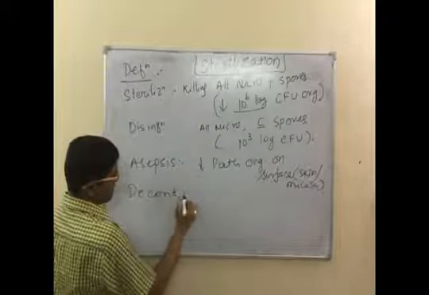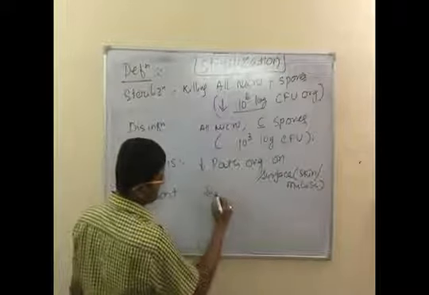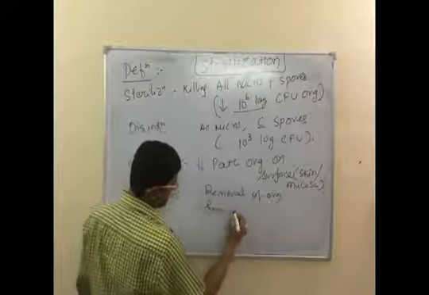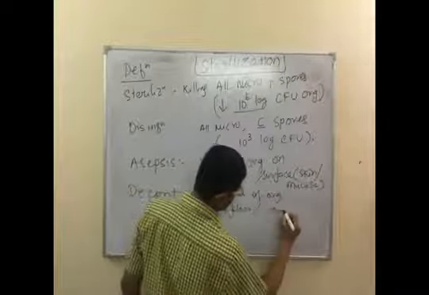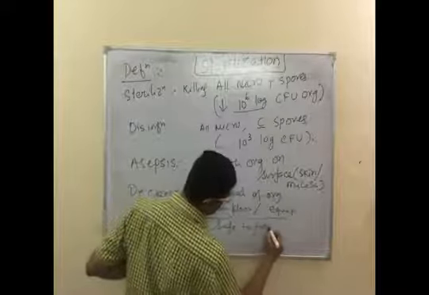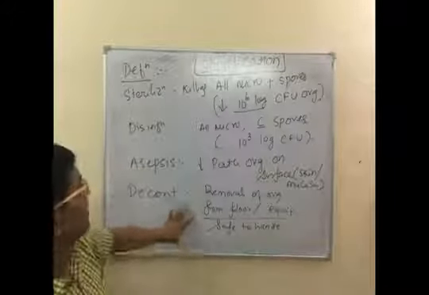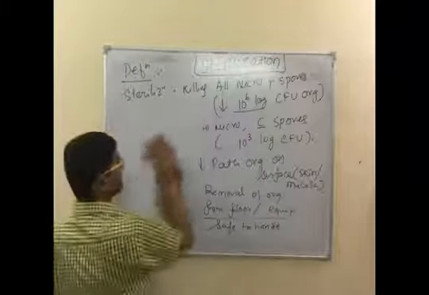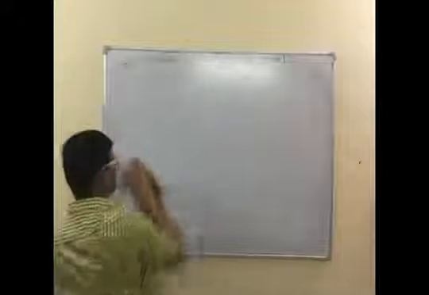Decontamination is killing or removal of organisms from the floor, or maybe equipments, so that they are safe to handle. Okay, so these are the four different entities you should be remembering. So coming to the classification, the various methods employed for bringing about sterilization and disinfection.